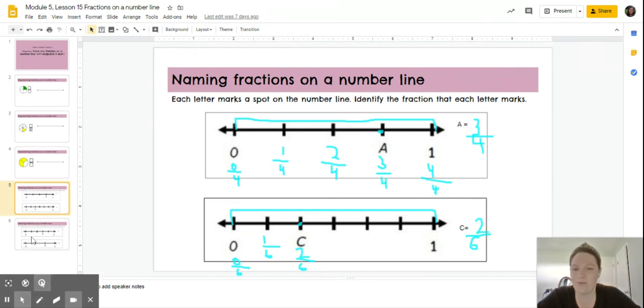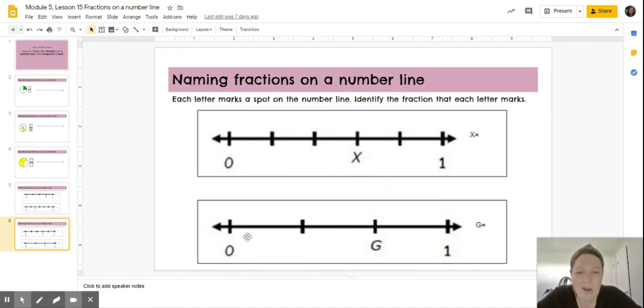Let's try one more before you get to try some on your own. Okay, let's see. I'm going to use my bar to help me here. So my bar represents one whole because this number line goes from 0 to 1. I have 1, 2, 3, 4, 5 equal parts. So this is fifths. This would be 0/5, 1/5, 2/5, 3/5. X is at 3/5. 4/5, 5/5. Yep, that's correct.